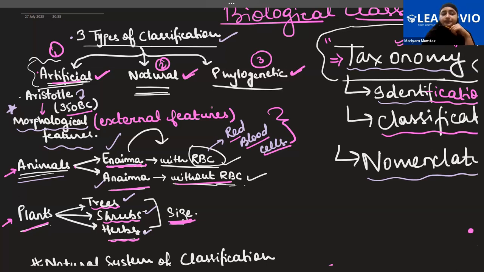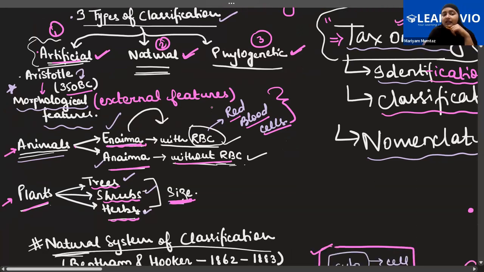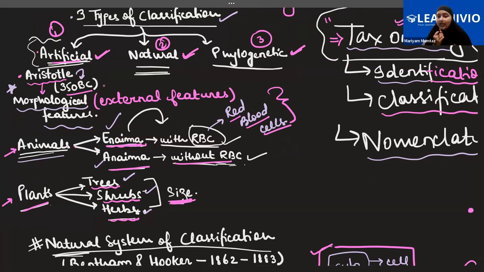Now, this artificial system of classification was given by Aristotle. This is the name of a person. Aristotle, in 350 BC, imagine how long back. At that point in time, he classified the organisms as plants and animals.